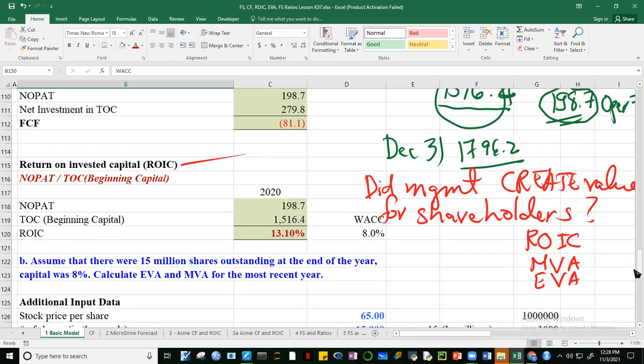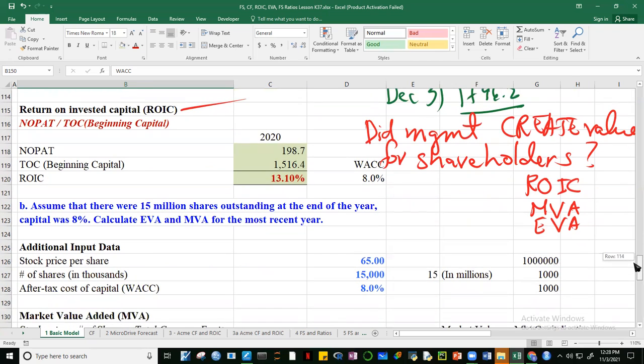ROIC, how do we compute for ROIC? We have to look at the beginning capital, how much capital was provided to management, and then how much operating profit was generated. The ratio between the two is your ROIC, return on invested capital. And we say that value was created when the ROIC is greater than the weighted average cost of capital.